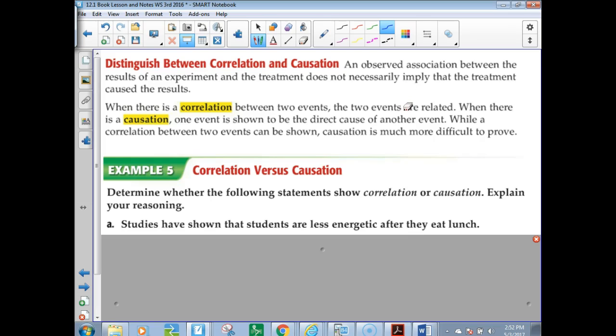An observed association between results of an experiment and the treatment does not necessarily imply that the treatment caused the results. When there is a correlation between two events, the two events are related. When there's a causation, one event is shown to be the direct cause of another. So, is this correlation or causation? Studies have shown that students are less energetic after they eat lunch.